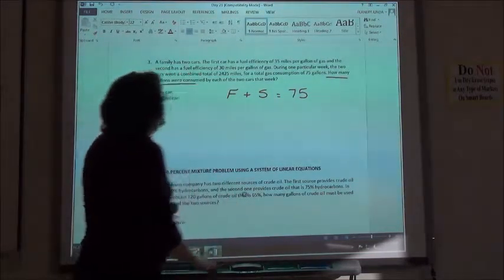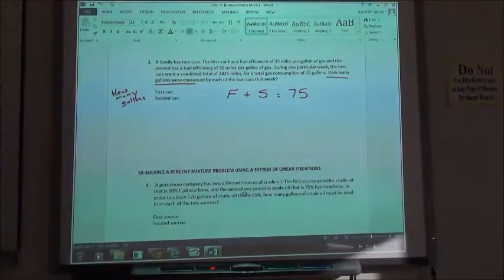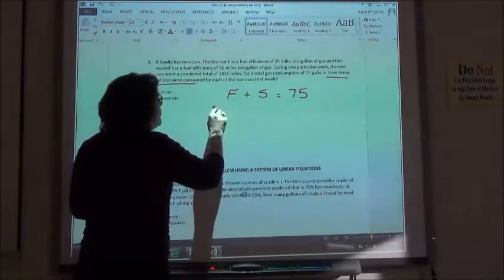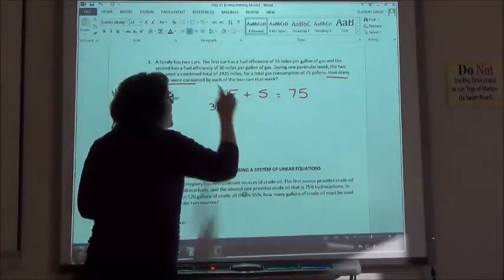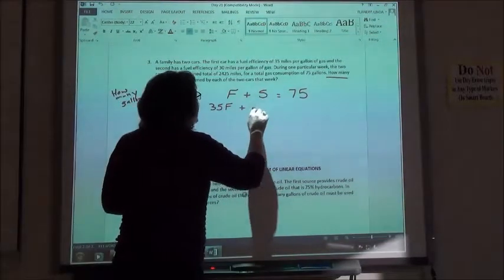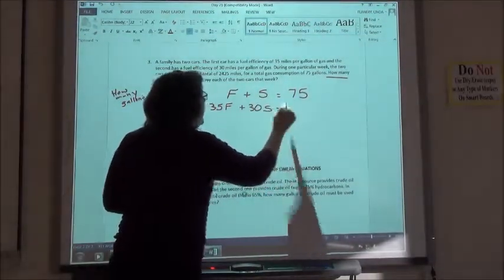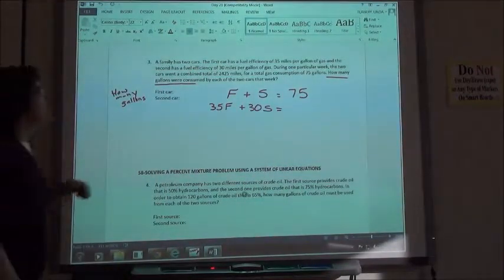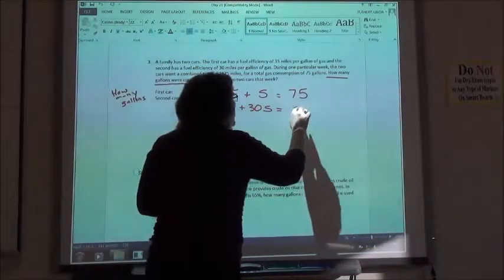Our other equation has to do with the fuel efficiency, and if I go 35 miles per gallon and I used so many gallons of gas, that's going to tell me how many miles I drove. So the first car has a fuel efficiency of 35 miles per gallon, and we used F gallons of gas. The second car had a fuel efficiency of 30 miles per gallon, and we used S gallons of gas. Total number of miles the 2 cars went was the 2425.